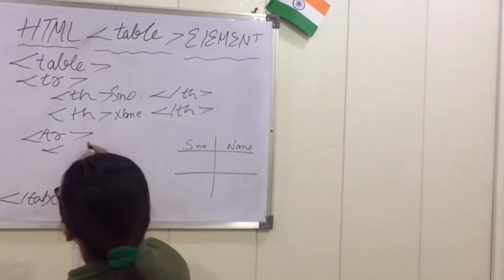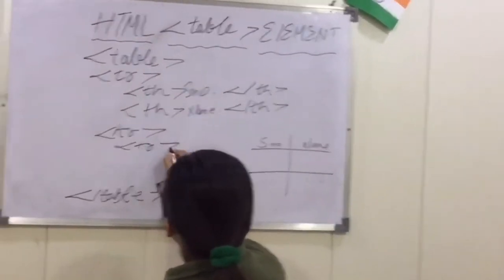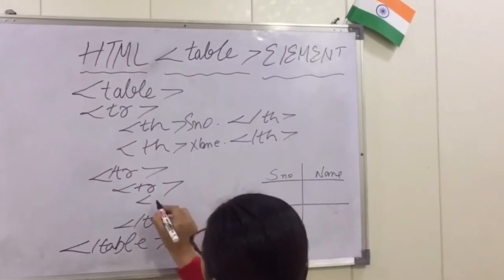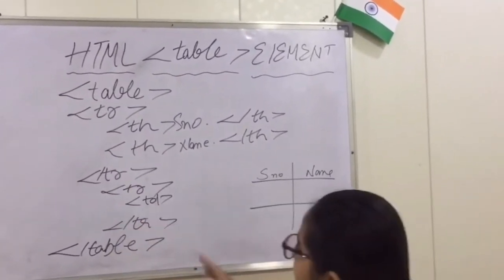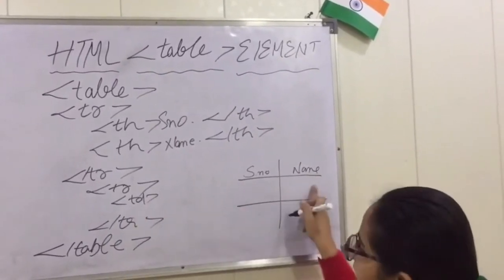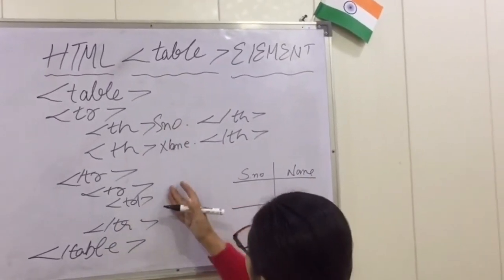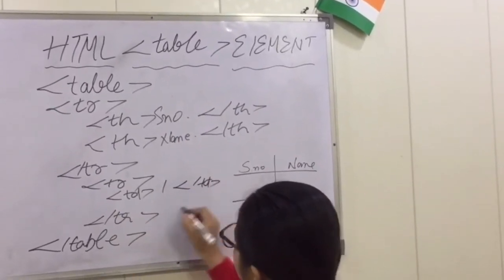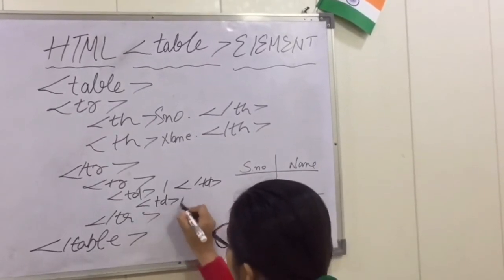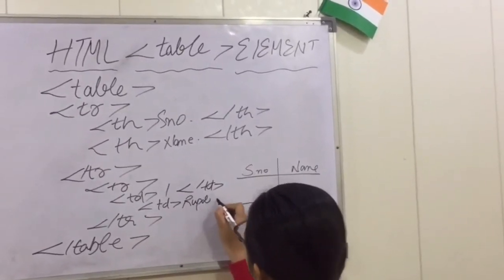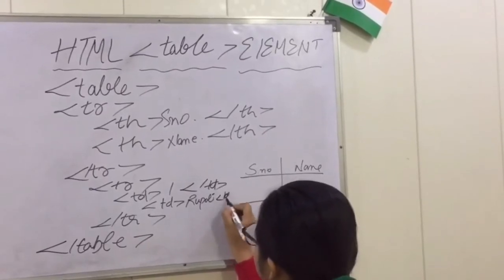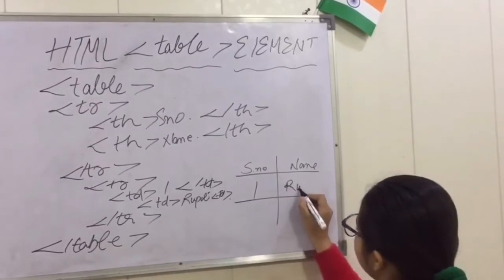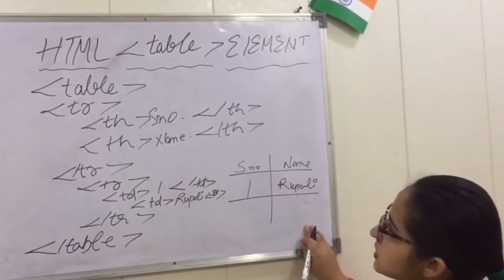After that we will take tr again and close the tr tag. In between this we will take td, that is table data, which will store in these lines. Suppose my first heading was serial number, I need 1 here and I will close the td tag. Second will be td Rupali and the td tag closed. So here will be serial number 1, here will be Rupali. So this is our table.